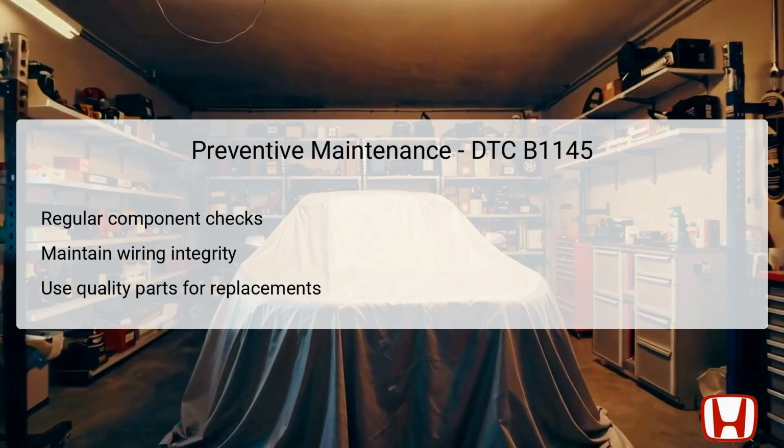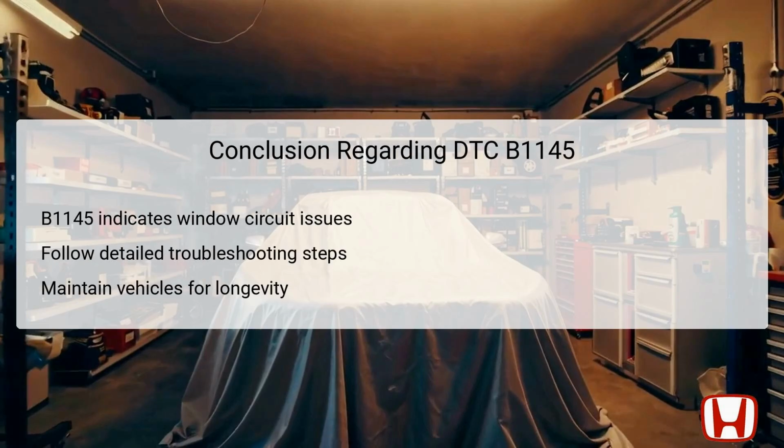In conclusion, DTC B1145 is indicative of an issue within the front passenger's power window position detect circuit in the Honda Accord models from 2008 to 2012. It is vital to follow the prescribed troubleshooting steps carefully to diagnose the underlying cause effectively.